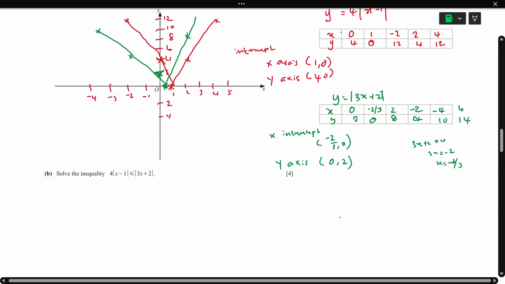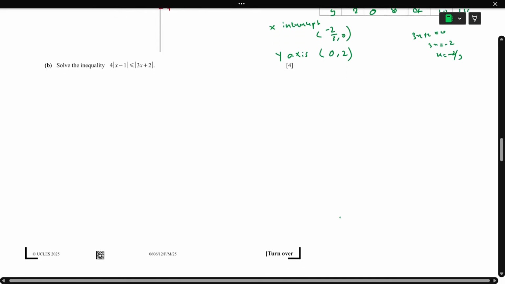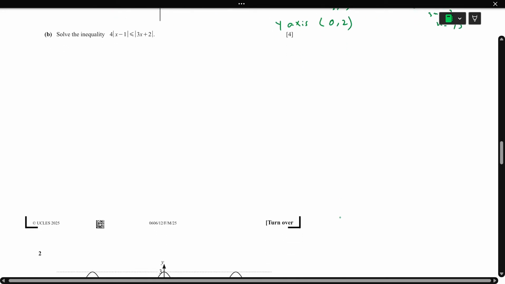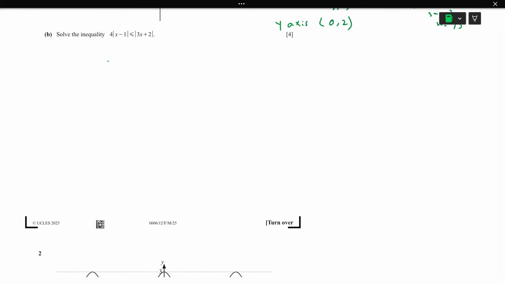Let's go for the second part. Solve the inequality. We know the absolute value can be either plus or minus, so what I'm going to do now is square both sides. Squaring, we can remove the absolute value. I'll take equal to and solve, then finally I'll take the inequality, less than or equal to.